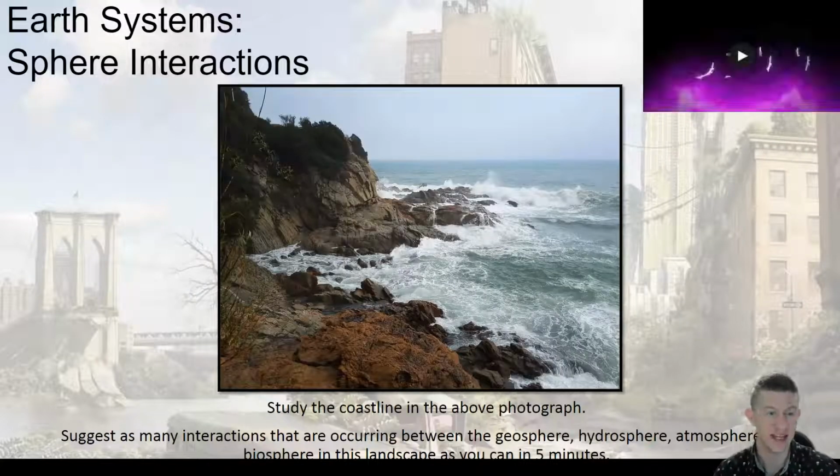So the next task is to have a look at this picture here of a coastline, and I want you to try and suggest as many interactions as possible between the geosphere, hydrosphere, atmosphere, and biosphere from this picture in 5 minutes. So you can write these down if you want, or try and think about them in your head, but as many as you can think of in 5 minutes.